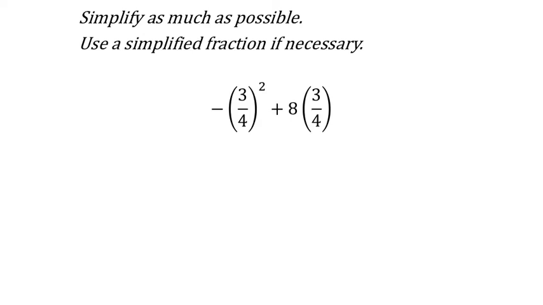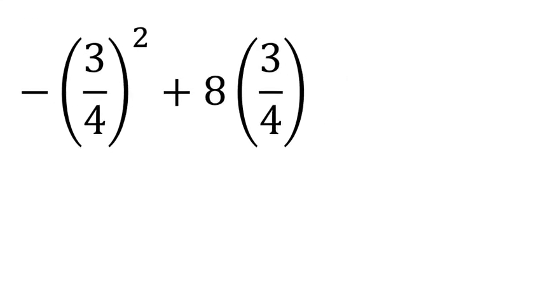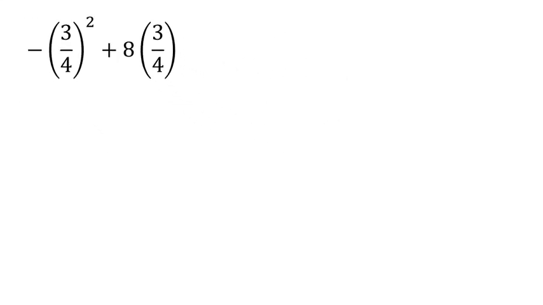First operation in the order of operations is parentheses. But within both parentheses, we already have fractions. There's no operations within either set of parentheses. So I'm going to skip the parentheses and go straight to exponents, which we have this exponent of 2, right?